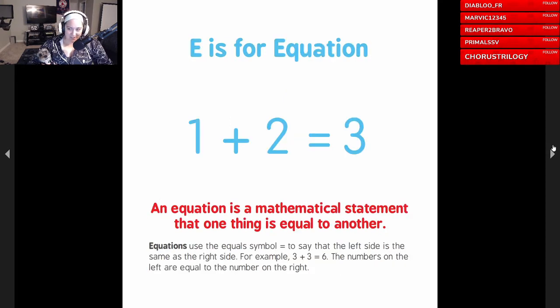E is for equation. An equation is a mathematical statement that one thing is equal to another. Equations use the equal symbol to say that the left side is the same as the right side. For example, 3 plus 3 equals 6. The numbers on the left are equal to the number on the right. This equation says 1 plus 2 is equal to 3.